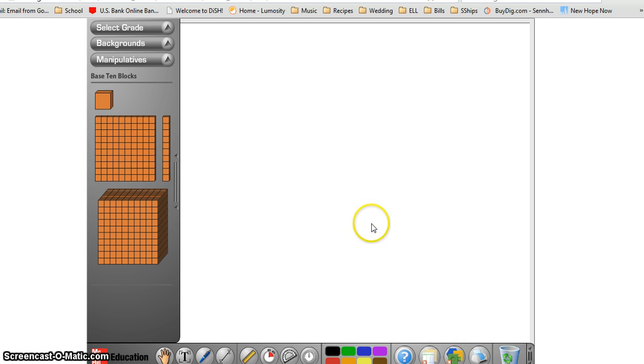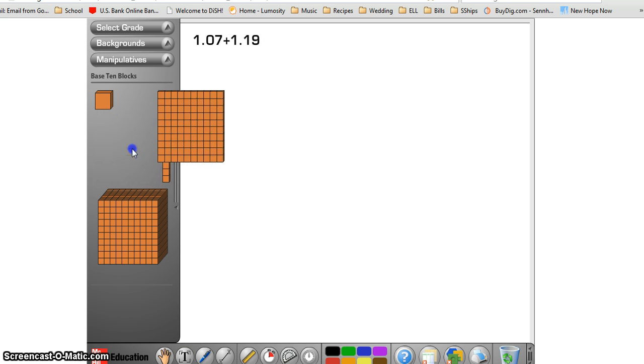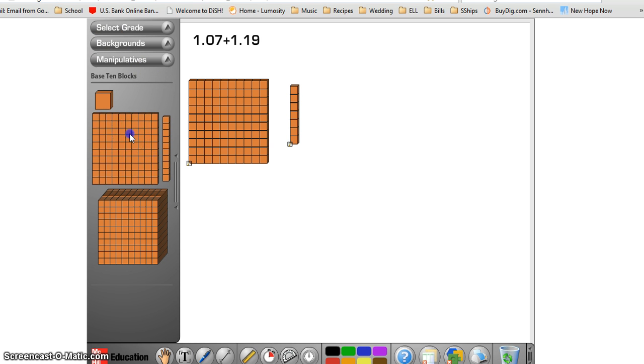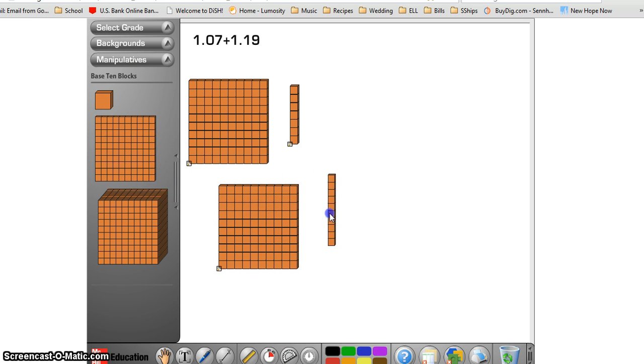What we're going to do is we're going to model 1.07 plus 1.19. So we're going to have to get out a couple flats. So there's our 1, and then you can model 0.07. We'll have to get 7 of these. And then we're going to have to show the 1.19, which means that we're going to have to use a flat, a long, and 9 of the little cubes.